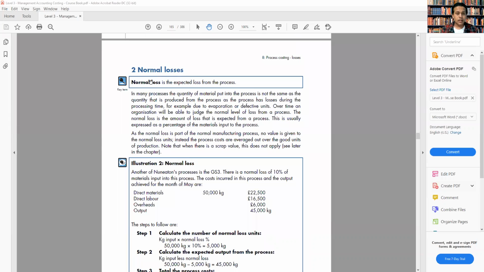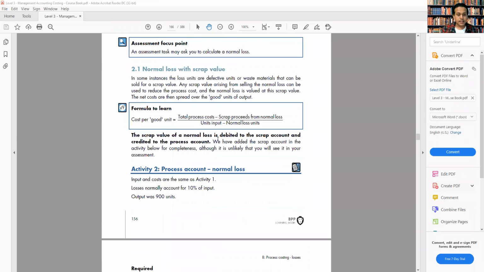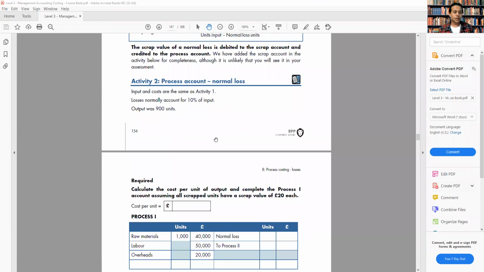So let's have a look. The normal loss is the expected loss during the process. So during my process of making the product, if I expect any loss, that is called normal loss. So let's have a look at one example for the normal loss. So this time we are doing activity 2, but we are following the information from activity 1.